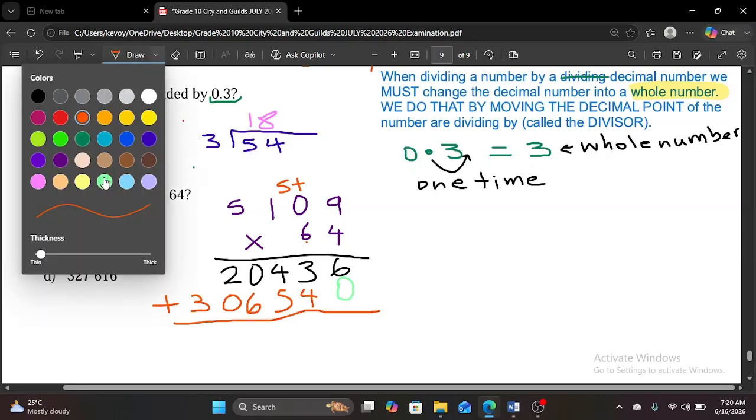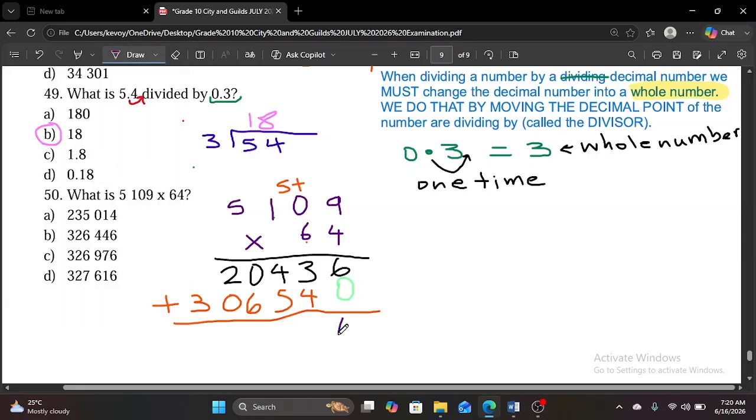Afterwards, you add. So you end up with 6. 4 plus 3 is 7. 5 plus 4 is 9. 6 plus 0 is 6. 0 plus 2 is 2. And you bring down that 3 right there. So we end up with 326,976. So that's gonna be your answer. So it's right here. All right, so that was a good paper.